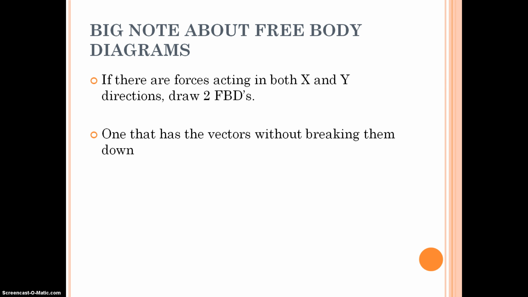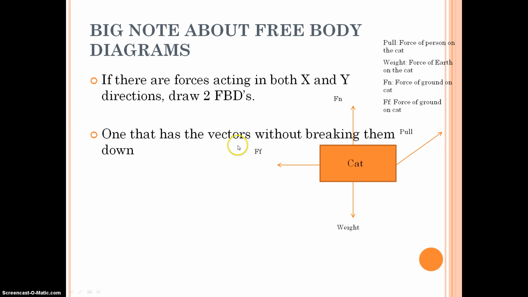So a big note about free body diagrams. If there are forces acting in both X and Y directions, the smart of you will call that something at an angle. We're going to draw two free body diagrams. One that has the vectors without breaking them down. You can see right here, for example, I put a leash on my cat. I'm trying to drag it forward, but I'm pulling up at this angle. You can see I put pull, the force of the person on the cat, because I'm pulling up.